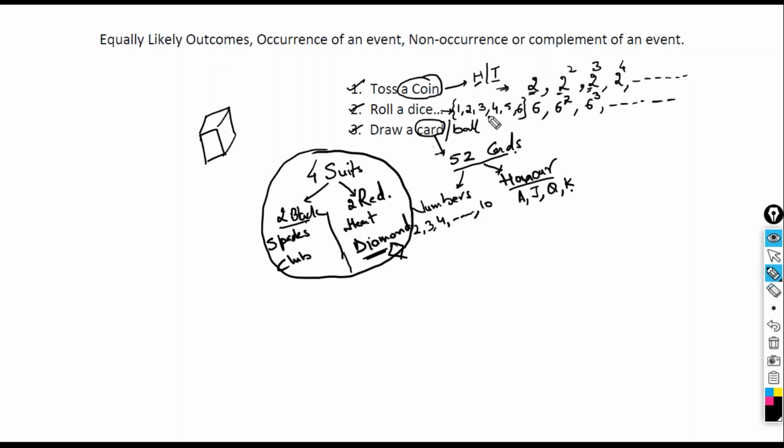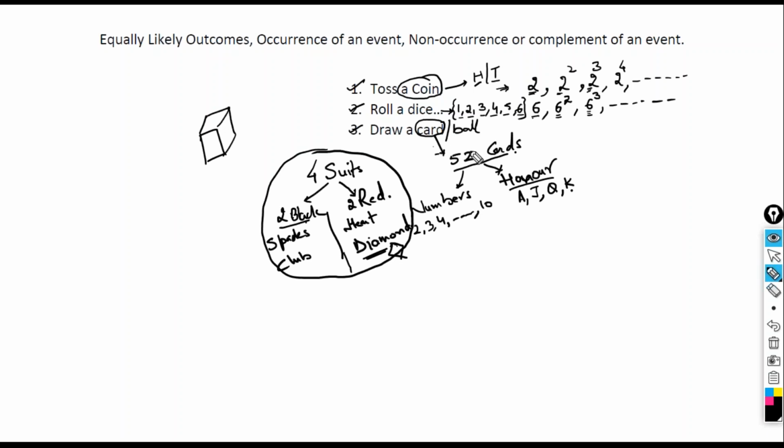When it comes to rolling a dice, the possible values on the six faces are 1, 2, 3, 4, 5, 6. So we can say on rolling one dice, total outcomes are 6. On rolling two, 6 square. On rolling three, 6 cube, and so on.